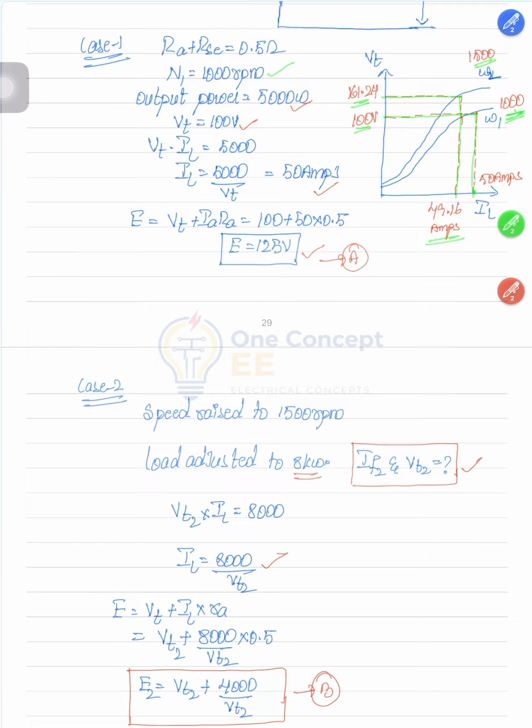Here, we need to remember that in case 1, it is delivering a power of 5000 watts. In case 2, it is delivering a power of 8000 watts. This means at a speed of 1500 rpm, by delivering 8000 watts, at the load current of about 49.6 amps, it will give a terminal voltage of 161.24 volts.